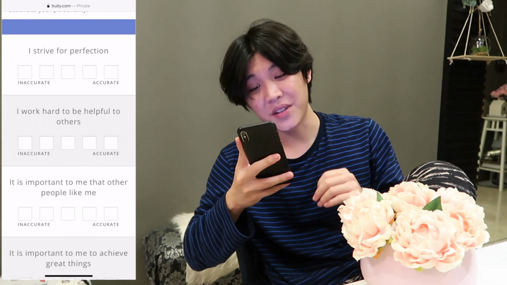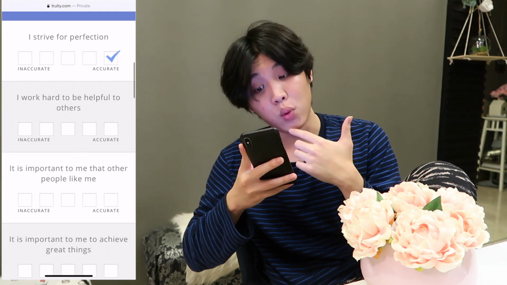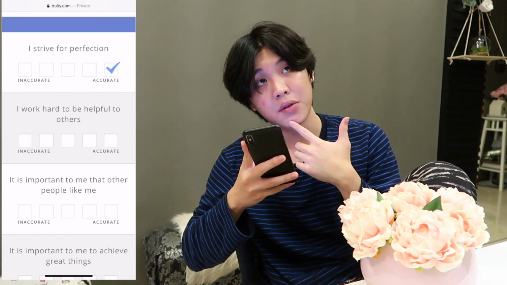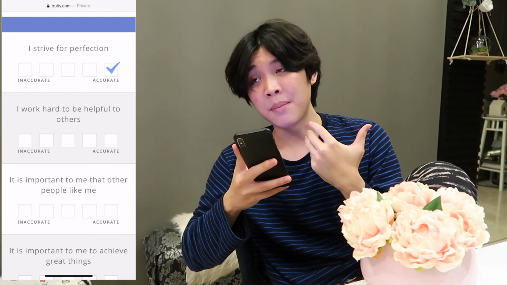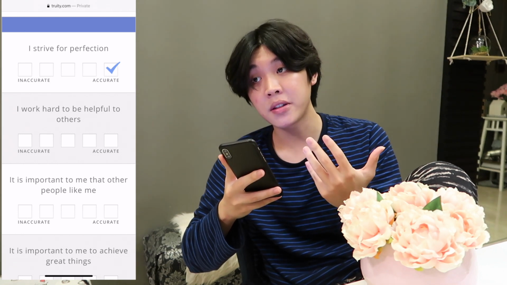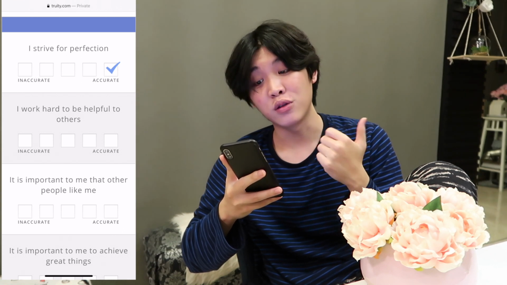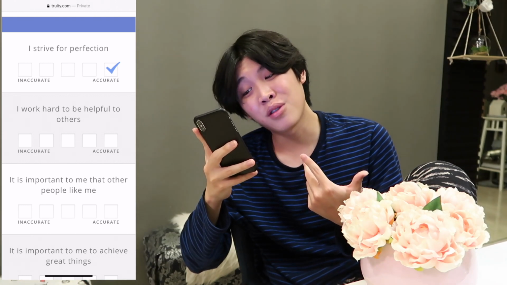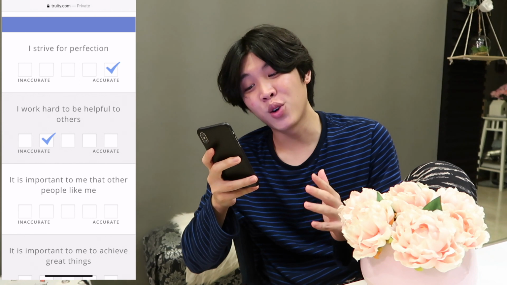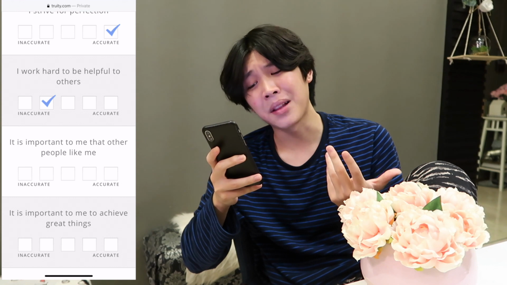Number 1, I strive for perfection. This is like 150% true, so I'ma just put it as accurate. I work hard to be helpful to others. Well, I'm the kind of person that can be a really good team player, but honestly, if I was given a choice, I would choose to work alone. Like, you know, go solo, baby. I work hard to be helpful to others? Probably not. I'm not gonna go with totally inaccurate, because I'm honestly a pretty good team player.